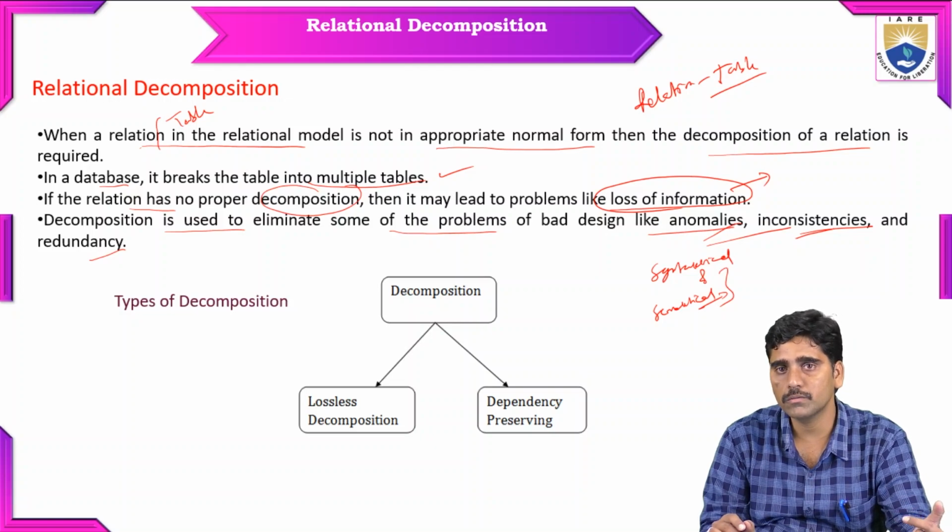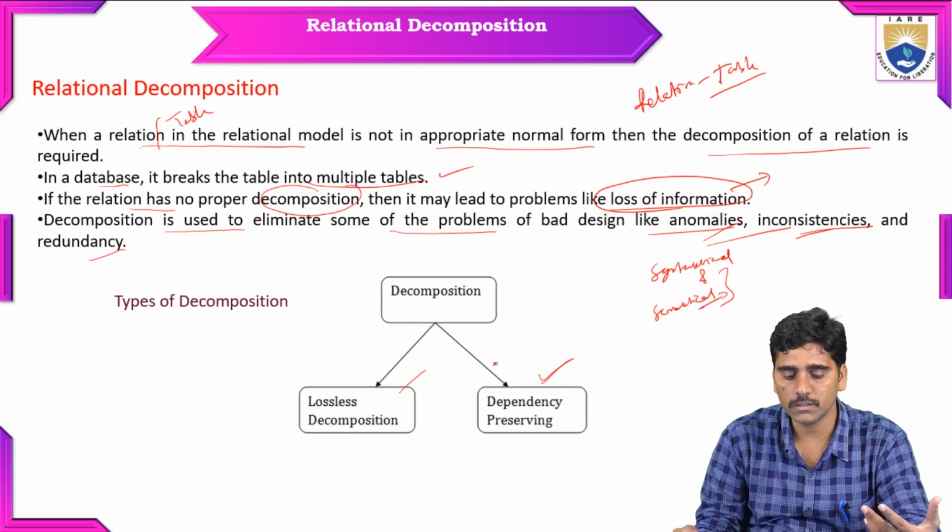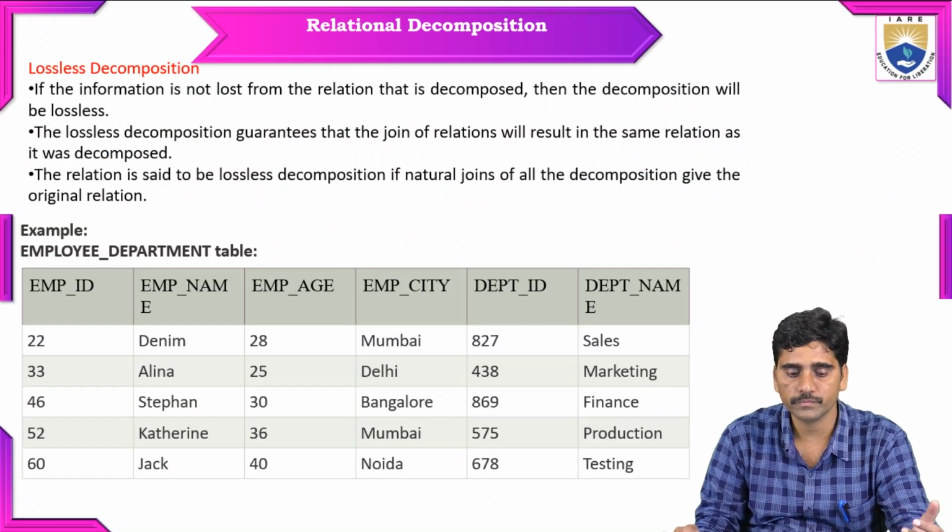But how are we going to perform the decomposition process? In what way can we use the decomposition process to bring the relation into the normal forms? There are two types of decompositions. One is lossless decomposition, and the second one is dependency preserving. Let us see what is meant by lossless and dependency preserving decomposition.